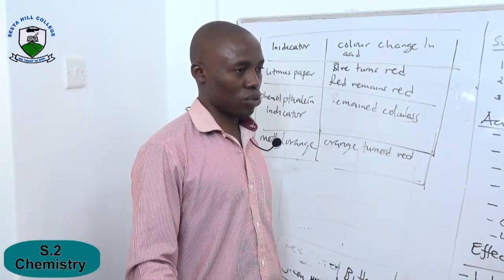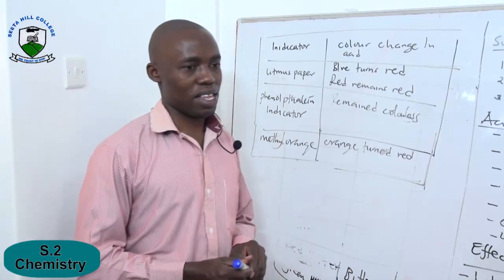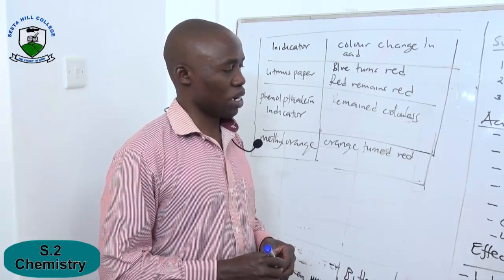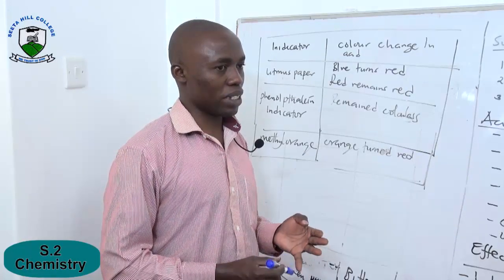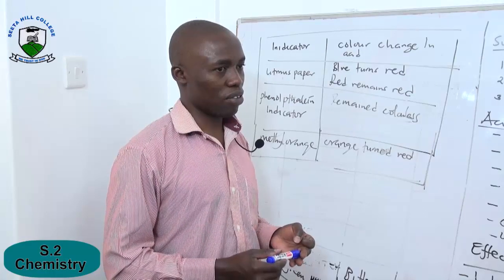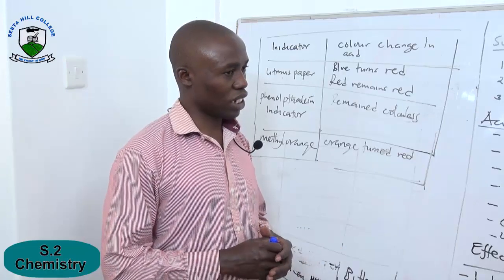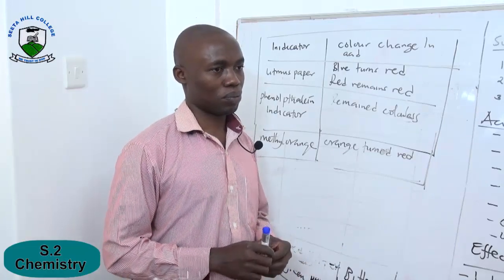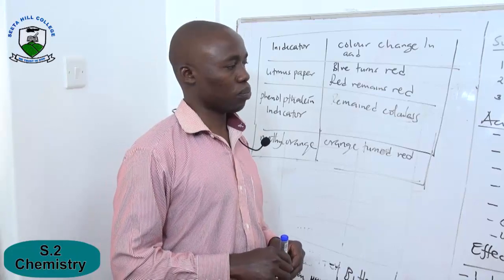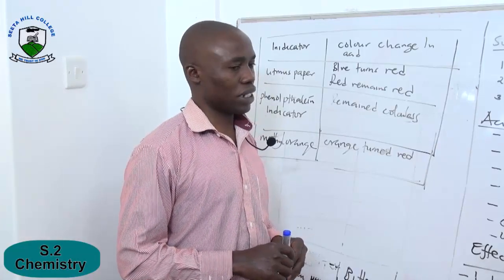Now we are shifting to the chemical properties. Clear? Okay. We have seen various physical properties: acids are sour, have a rough feel in the hands, they are corrosive, and they affect indicators. The universal one is very interesting. We shall see it last. Now, chemical properties of acids.